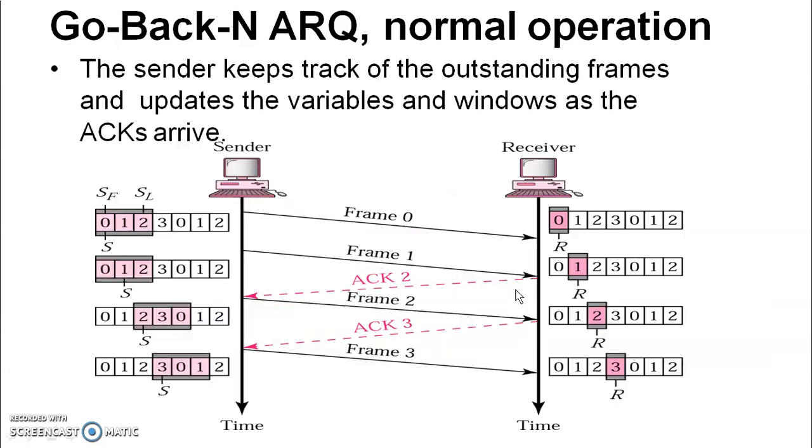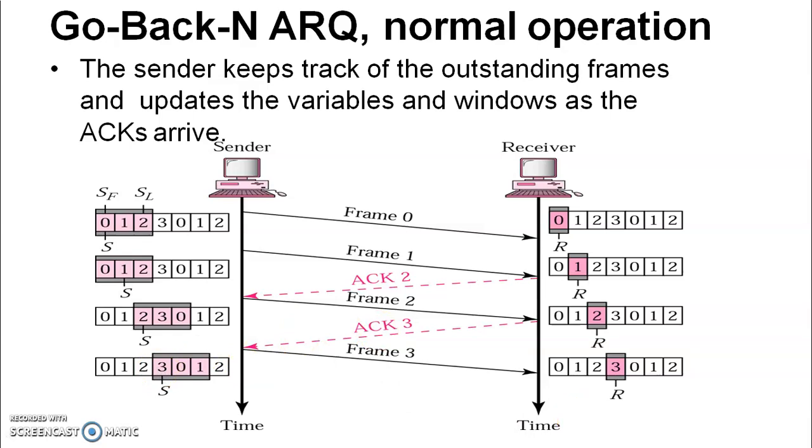So cumulative acknowledgement 2 is being sent. It means that the sender assumes that 0 and 1 are received intact and it is expecting 2. Frame 2 is sent. 2 is received here. It will slide and send acknowledgement 3, frame 3 is received. This is the normal operation.